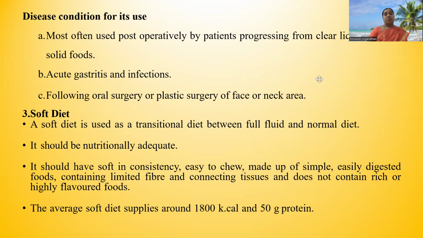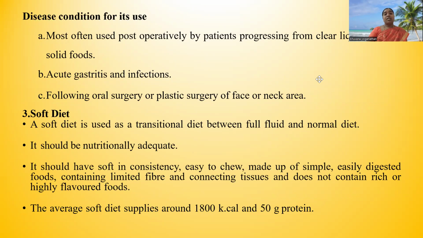The third one is the soft diet. The name itself indicates it's very soft. It's usually the transitional period and transitional diet between the full fluid and normal diet. It should be nutritionally adequate. It should have a soft consistency, easy to chew, made up of simple and easily digested food containing limited fiber, connective tissues, and does not contain rich, highly flavored foods.